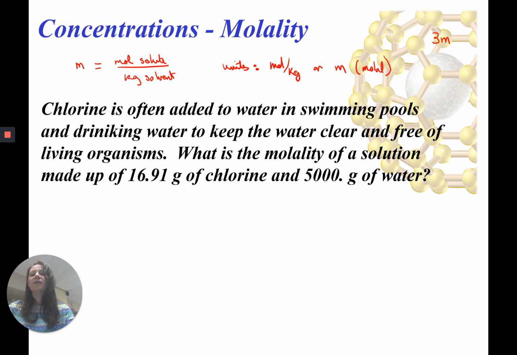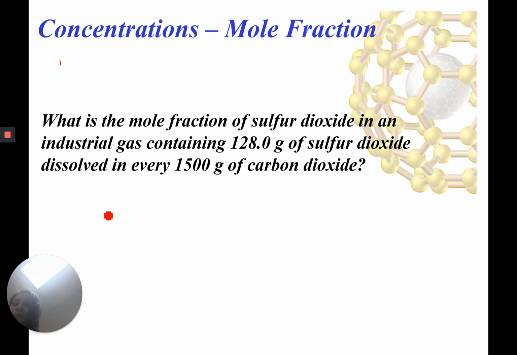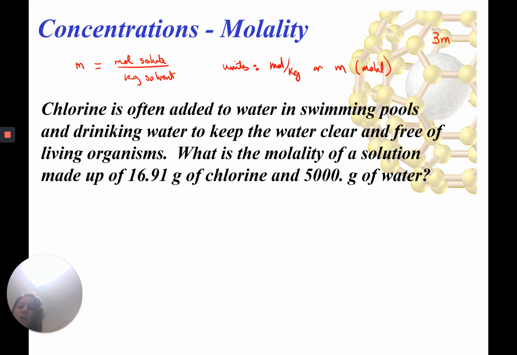Let's try this one. It says chlorine is often added to water in swimming pools and drinking water to keep the water clear and free of living organisms. What is the molality of a solution made up of 16.91 grams of chlorine and 5,000 grams of water? So it's talking about molality. So we'll write our molality equation: moles of solute over kilograms of solvent.